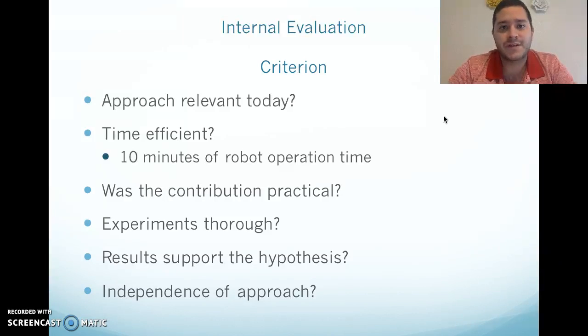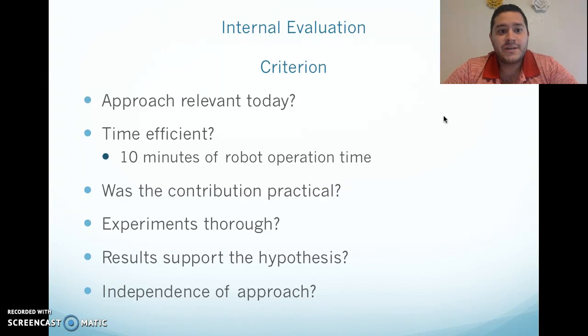Now moving on to the internal evaluation, I'm just going to read off some of these and talk about how they pertain to this paper. Is this approach relevant today? I thought this was a good criteria to use because it's such an old paper. This was almost 22 years ago that this paper was published, but it still is very relevant because we're in such an age now where we're using machine learning to be able to employ things in robots, to be able to do things that we wouldn't be able to explicitly tell them how to do.